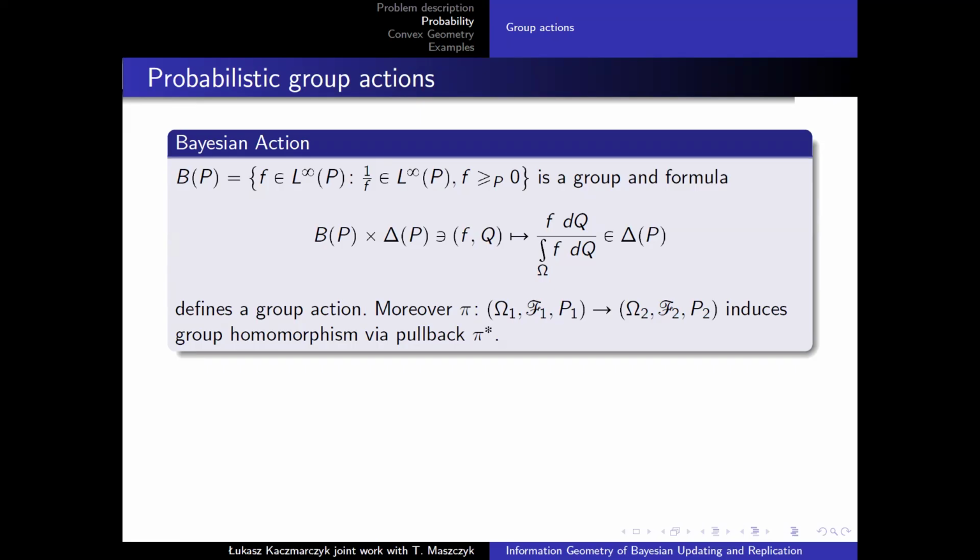But what is quite important, and I realized it way too late, taking into account how long I spent with this setting, given a measurable map pi between probability spaces, it naturally induces a group homomorphism between these groups, assigned one to probability measure P1 and the other to probability measure P2, simply via pullback, which gives us our next step in gaining structures. So now we have convex simplices of probability measures.